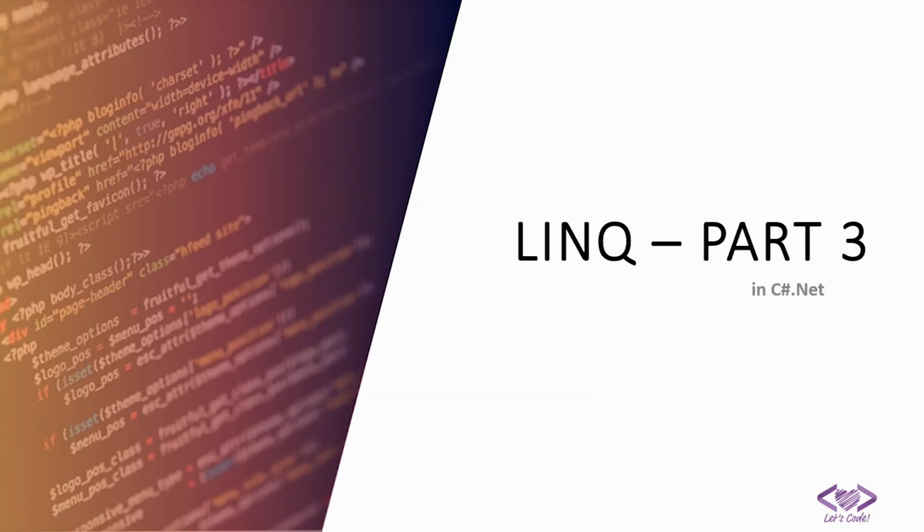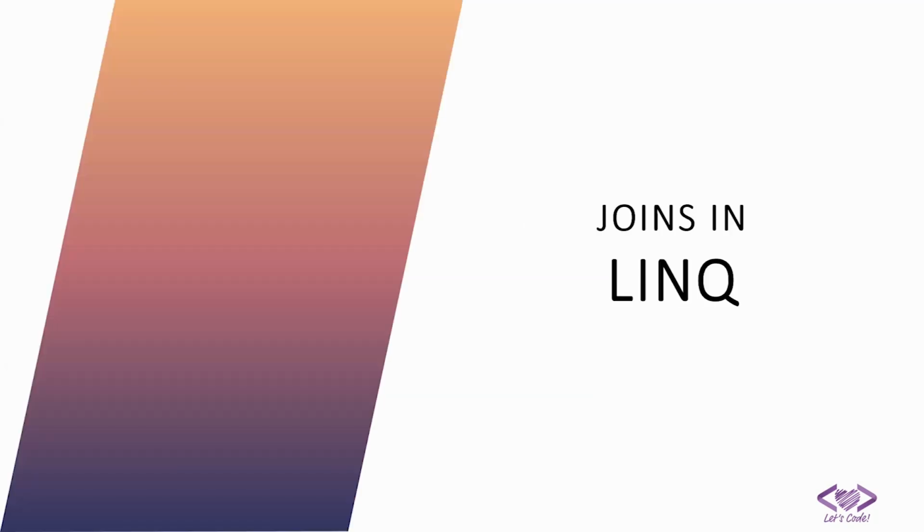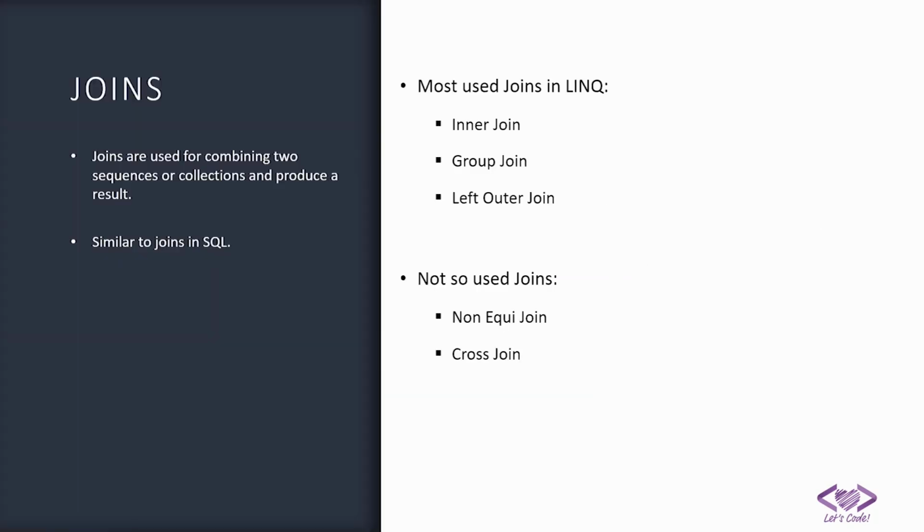This is a continuation of our LINQ series. If you are new here, do check out our part 1 and part 2 before proceeding with part 3. In this video, we will try to understand the different types of joins which are available in LINQ. Why exactly do we need joins? Joins are used for combining two sequences or two collections and producing a result.